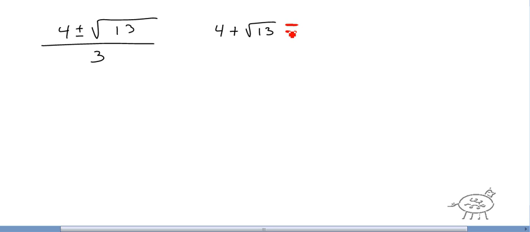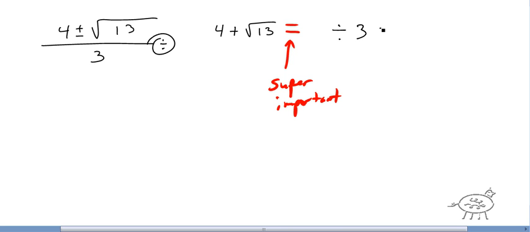Now this next part is super important. That's why I'm putting it in red. You have to hit equals. Okay, you've got to hit equals. Because if you don't hit equals, you're not going to get the right answer. So it's 4 plus the square root of 13. Hit equals, and then because a fraction is just division, right? That's all a fraction is. Then you divide it by 3, and then hit equals again. So that's how you do this kind of problem.